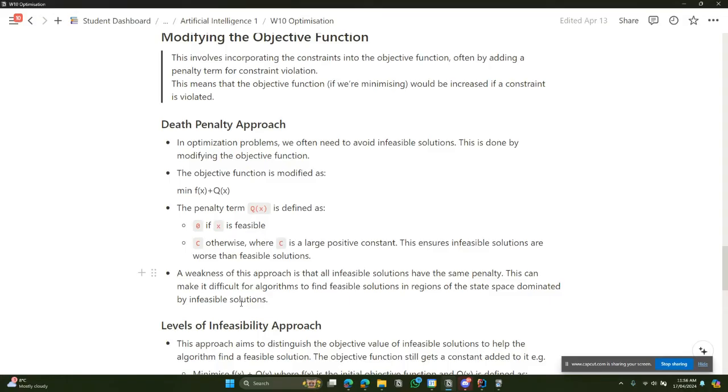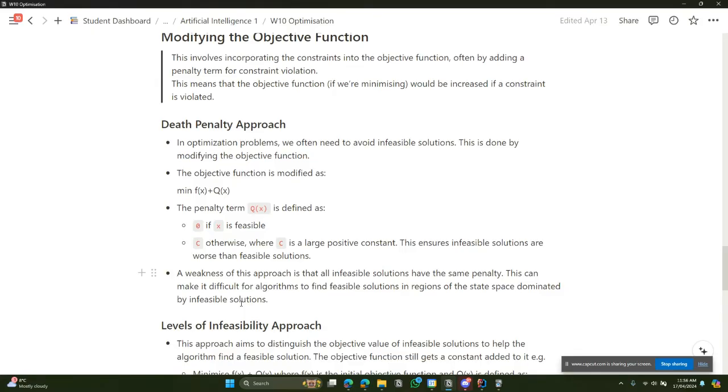So, as I said, there's a, okay. What if you wanted to maximize? Yeah, so c would be negative in that case, or you'd be subtracting q of x from the original. Yep. So you just do it the other way around. Does that make sense?